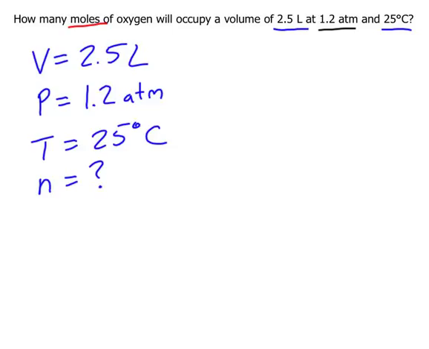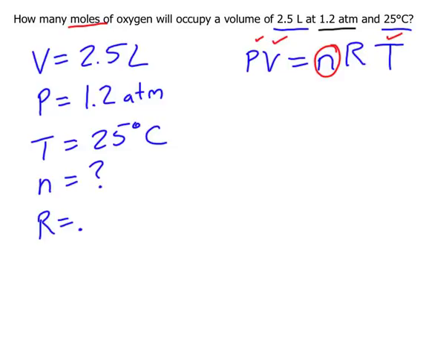Now the ideal gas law states that pressure times the volume equals the number of moles times the ideal gas constant times temperature. So we also need to know, if we know P, V, and T, and we're looking for N, we also must know R. And R, being a constant, is always the same value. In this case, it's 0.0821.